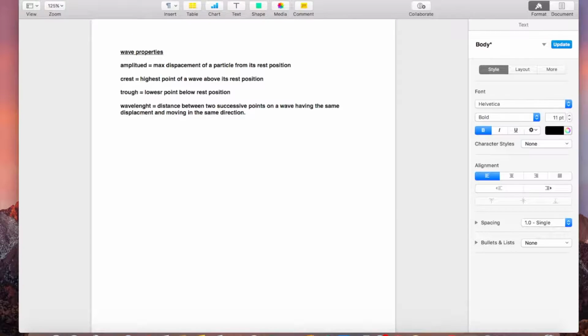The frequency of a wave is the number of complete waves passing a point in 1 second. The equation for wave speed is wave speed equals frequency times wavelength.